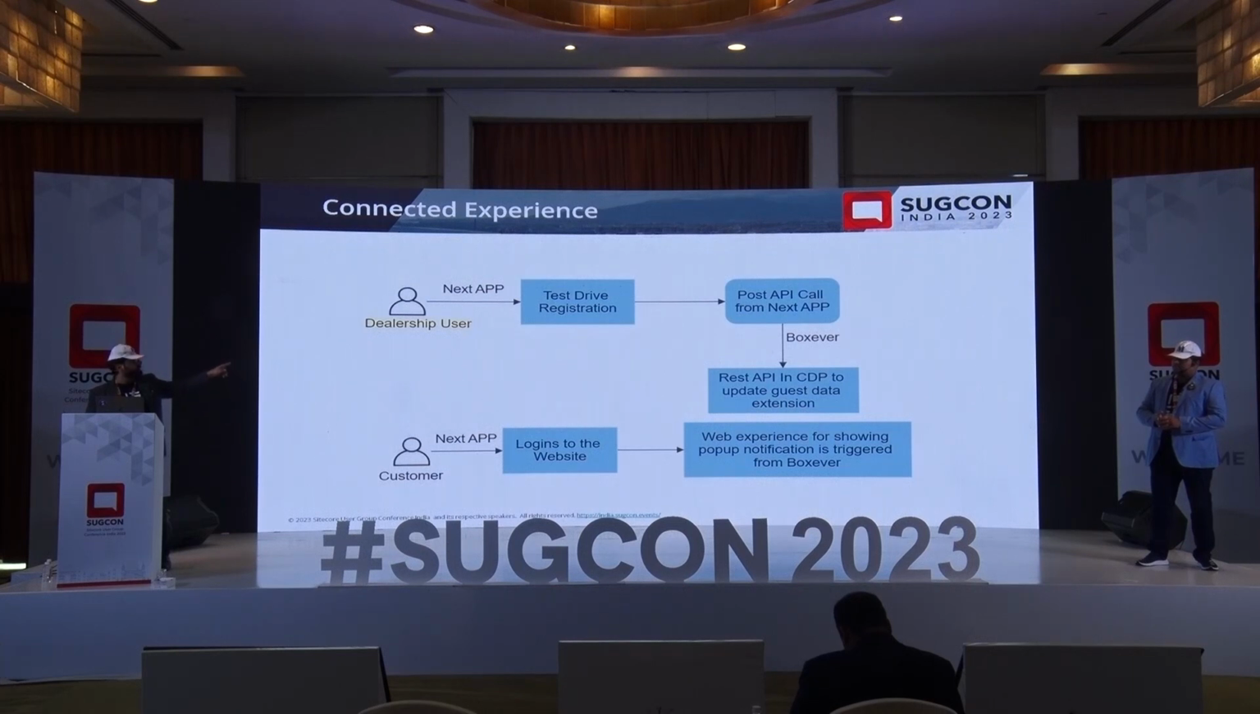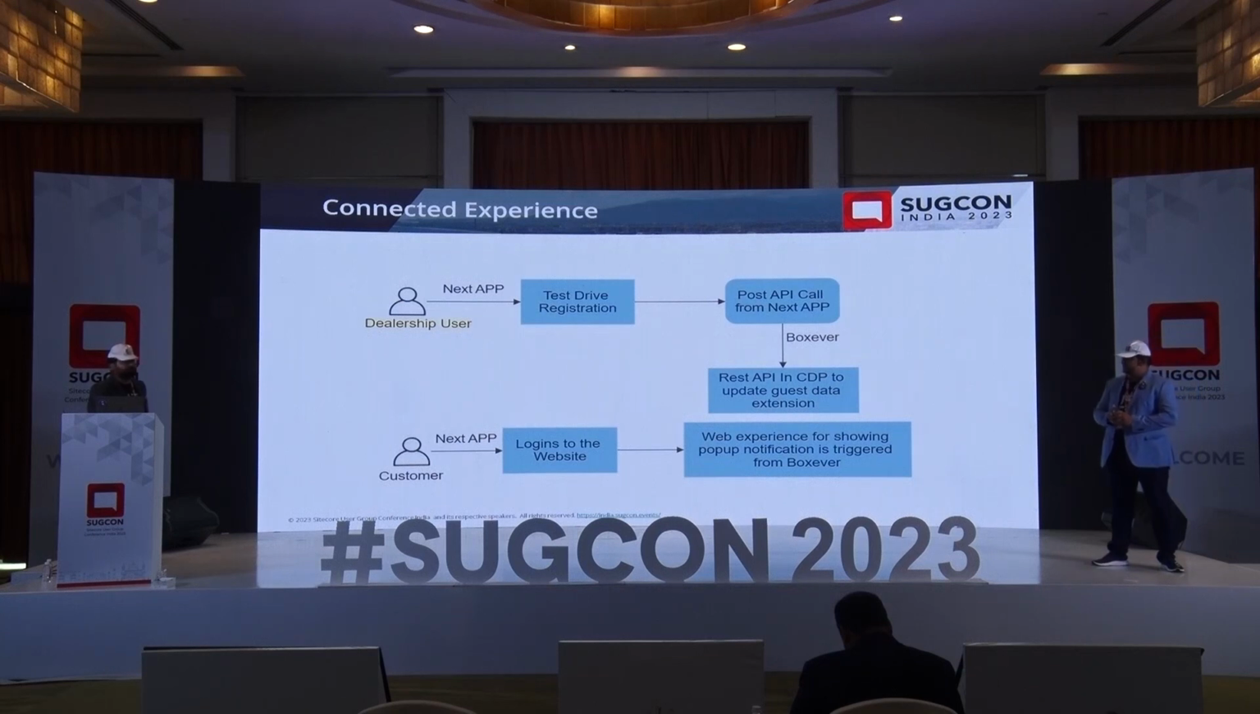Then this REST API call in CDP. Basically, we have done a REST API call. For that, you will need a client ID, client secret, all these things, which will update the guest data extension. So this is the complete picture. When the customer goes, our second journey was the customer comes to the Next app, logs into the website, and sees the web experience. Because we have set up an audience filter: when the guest has this particular data, only then show that web experience to him. This way we have done the connected journey. Very nice. Yeah.